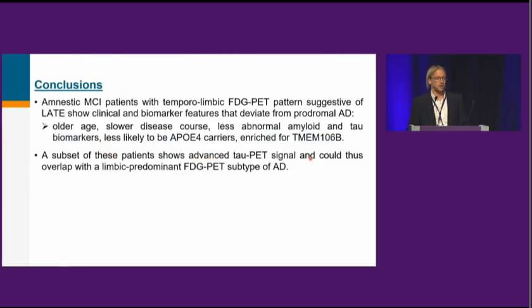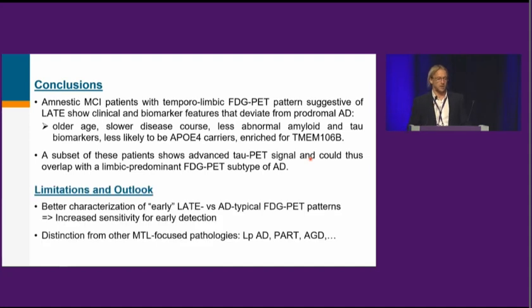Okay, so in conclusion, we could show that amnestic MCI patients with a temporal limbic FDG PET pattern suggestive of LATE show several clinical and biomarker features that clearly deviate from prodromal AD. This includes a considerably older age, a slower disease course, and less abnormal AD biomarkers. They are less likely to be ApoE4 carriers, but they are enriched for the TDP43-associated TMEM106B SNP. A subset of these patients do show advanced tau PET signal, and these could overlap with a limbic predominant FDG PET subtype of AD that has previously been described.